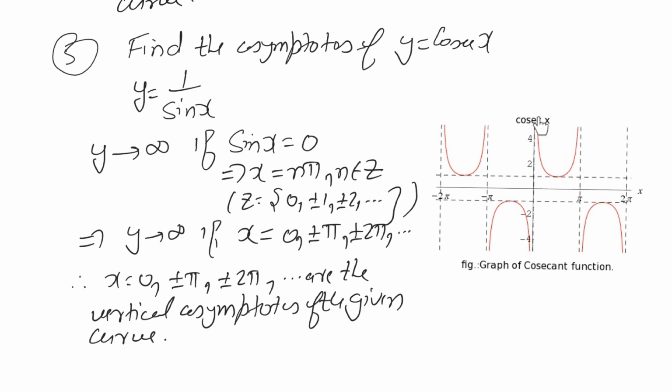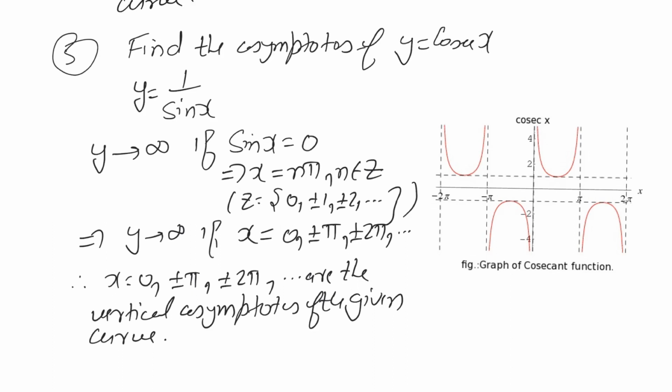here x is equal to 0 is the asymptote, and x is equal to minus pi, x is equal to pi are the asymptotes. Similarly x is equal to 2 pi and x is equal to minus 2 pi are the asymptotes, and these are the vertical ones. So these are the vertical asymptotes and are infinite in numbers. Therefore the curve y is equal to cosecant x has infinitely many vertical asymptotes.